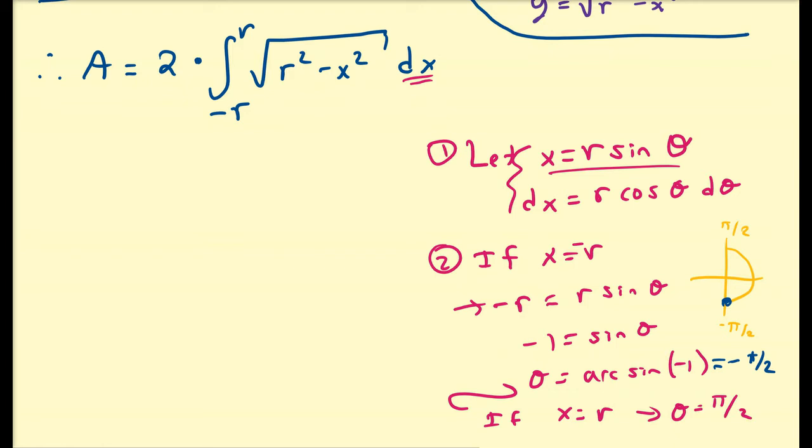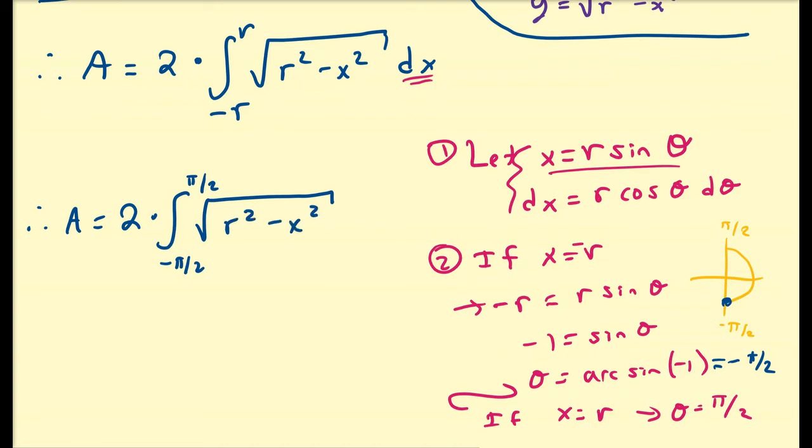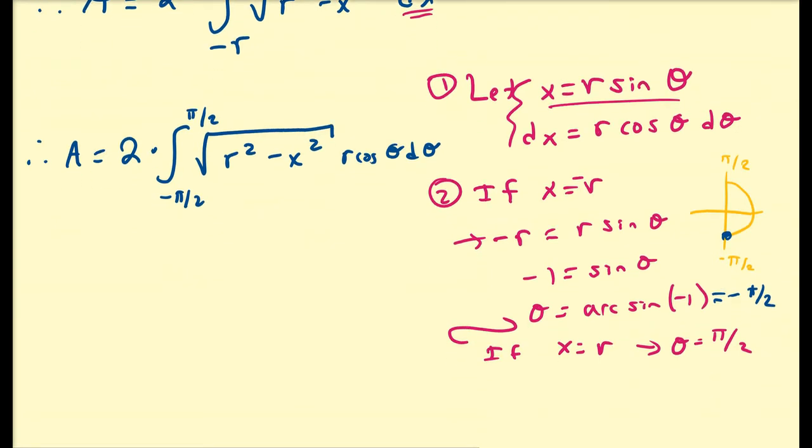Alright, so let's include those details here. That means the area is equal to 2 times the integral from minus pi over 2 to pi over 2 of the square root of r squared minus x squared times dx. And dx here is going to be r cosine theta d theta. Now, this is an integral with respect to theta, so all our x's need to be transformed here. So let's figure out what to do with that.